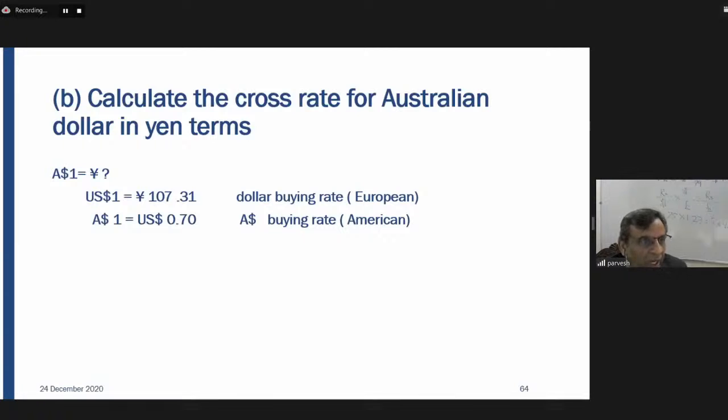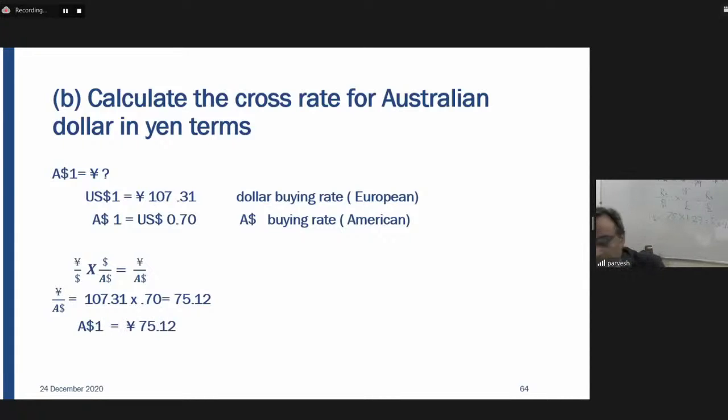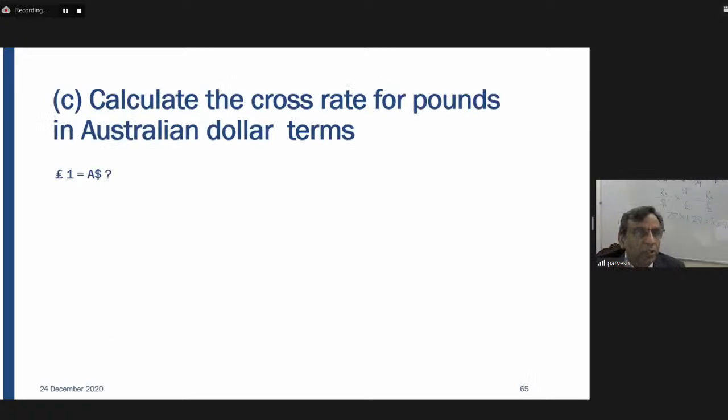Now he goes to Australia and buys dollars from there. Assume that. And he needs an Australian dollar quote. So he knows that 1 Australian dollar will cost him so many US dollars. So by simply multiplying this, we get 75.11. Yeah, absolutely right from Mumbai, Ambika. Now it comes to 1 Australian dollar is 75.12. Okay, great. So now calculate the cross rate for pounds in Australian dollar terms.